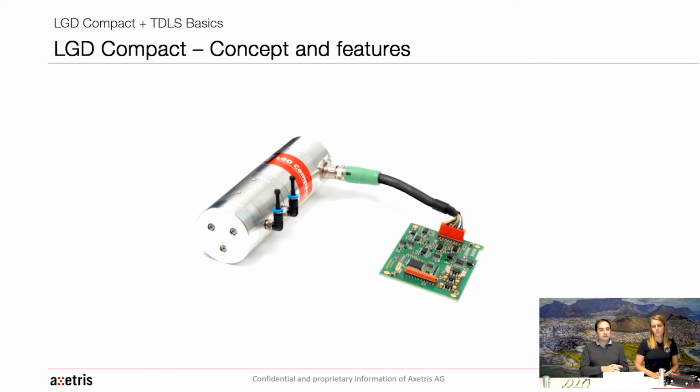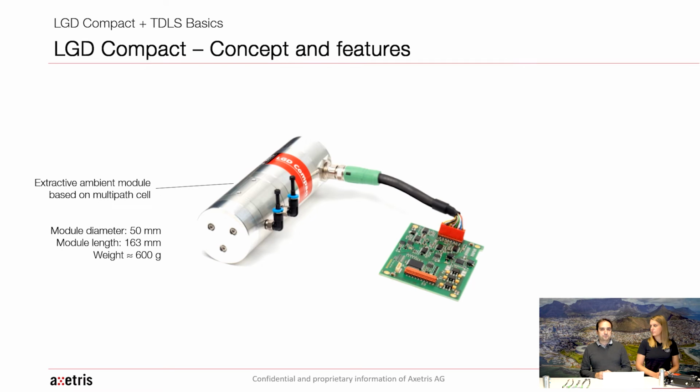So now from the idea, the result is the LGD Compact product that you can see here in the slides. I will explain some features of this device. First, we have this aluminum cylinder, the extractive ambient module, and inside we have the laser, the photodiode, and also the multipass cell that we showed you previously in the video.